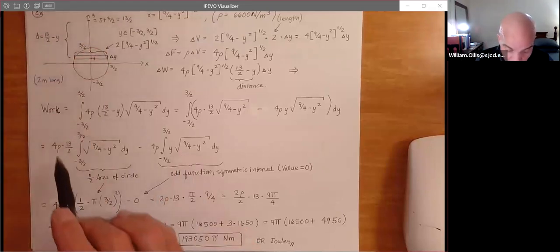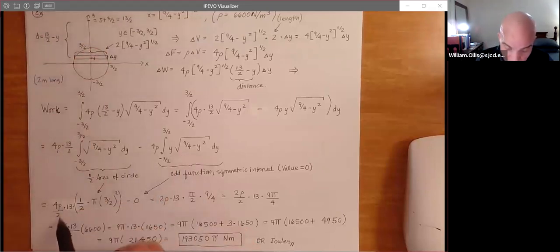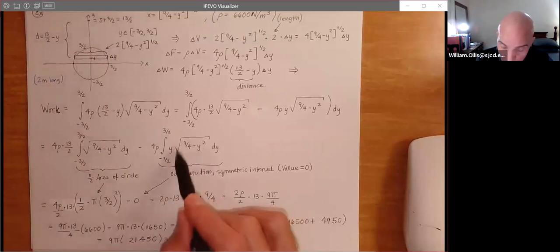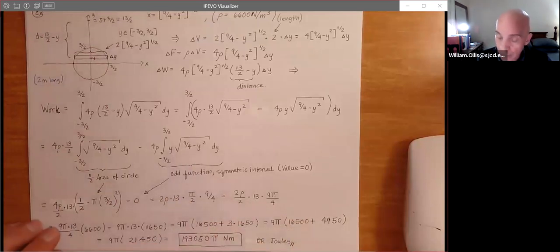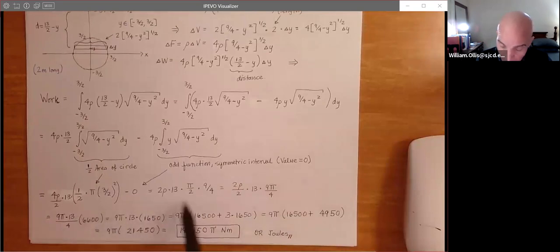And then of course we have the 4 rho times 13 divided by 2. And then of course this just zeroes out, so we're done. So now all we have to do is navigate the arithmetic here. Notice, if you will, we can go ahead and reduce the 4 over 2 to 2 here. So we have a rho and a 13.